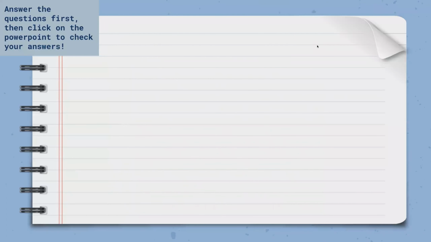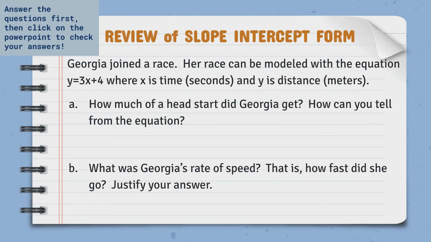So the way that these PowerPoints are going is that you can answer the questions first on your own paper and then click on the PowerPoint to check your answers. So let's go ahead and review slope-intercept form.